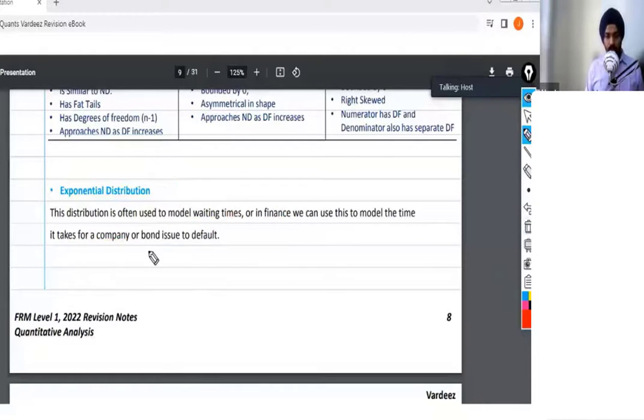Or maybe a startup company has issued a bond, and I want to find how much time it will take for that company, or for that bond issue, to default. I can use an exponential distribution for that. Make sure that you just know why we use the exponential. That's all that you should know.